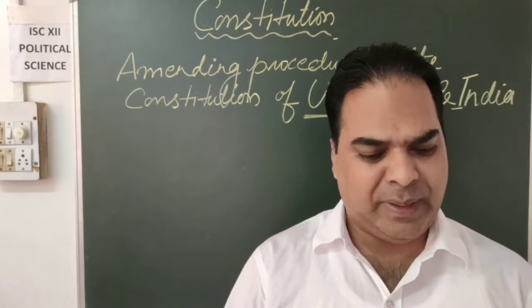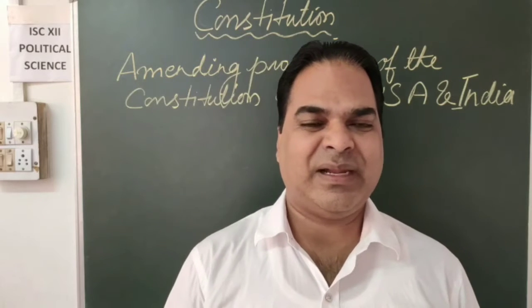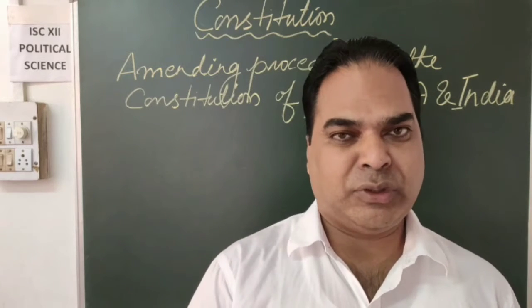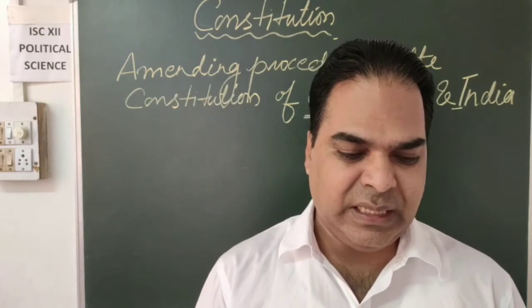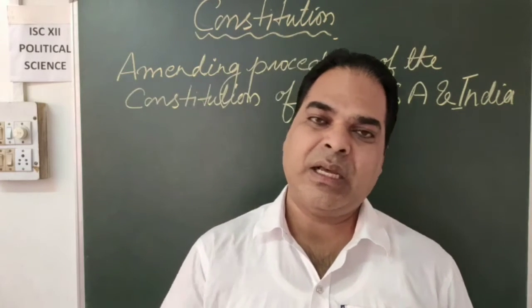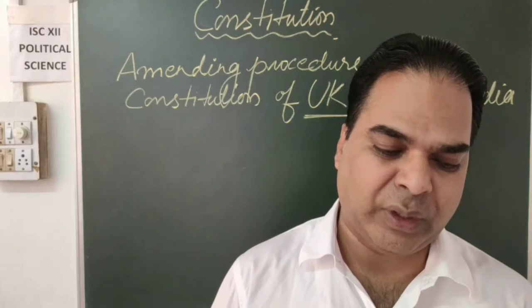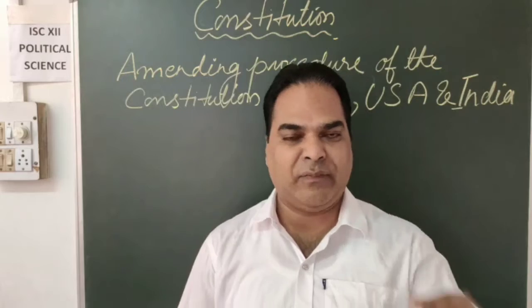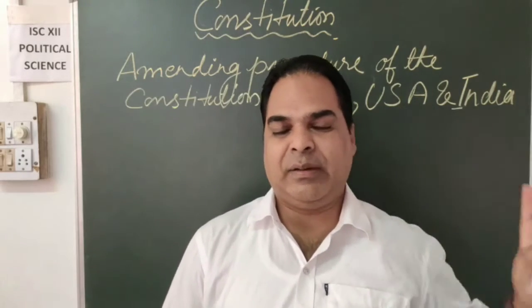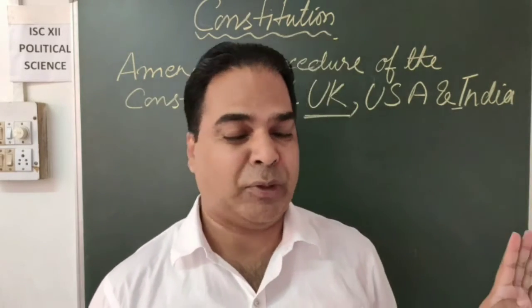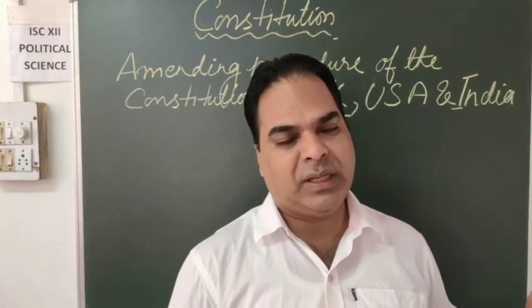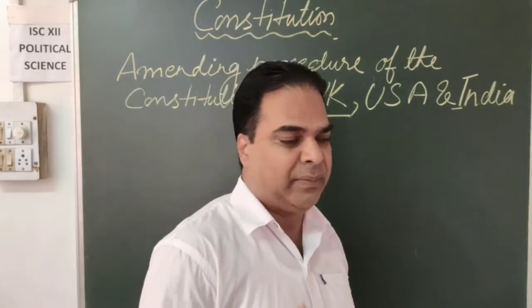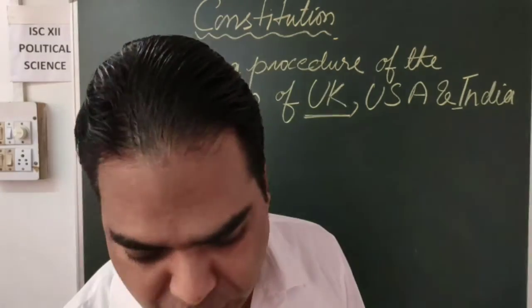So the British Parliament can pass a law or the amendment by a simple majority, a simple majority in the House of Commons. It can even amend the constitution by passing a single law. Also, they can pass the amendment of the constitution in this way. So this is all about the way the amendment is done in the constitution of UK.